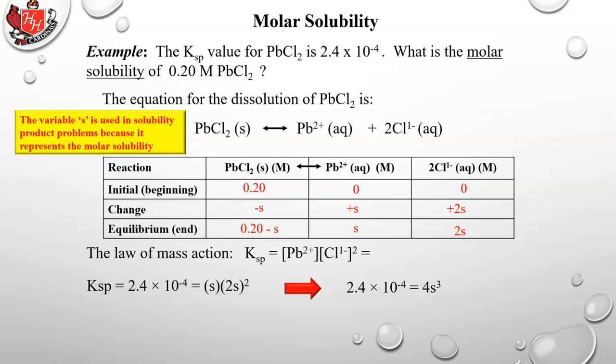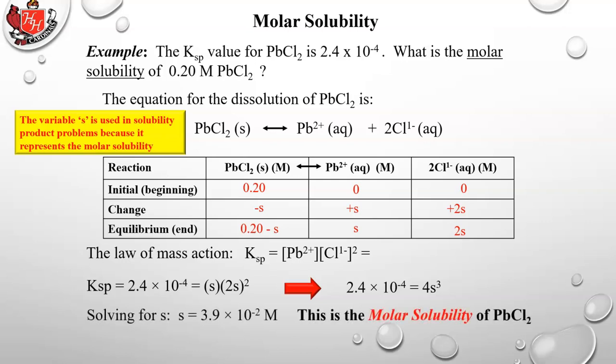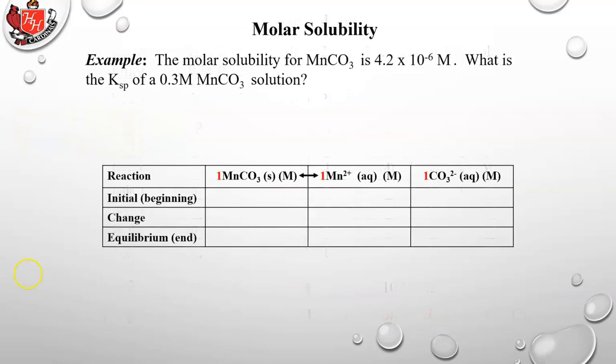So now it's just an algebra problem. You divide both sides by 4, and you take the cube root. And if you're not sure how to do that on the calculator, ask me. So you end up with s is 3.9 times 10 to the minus 2 molar. So that's the molar solubility of PbCl2.